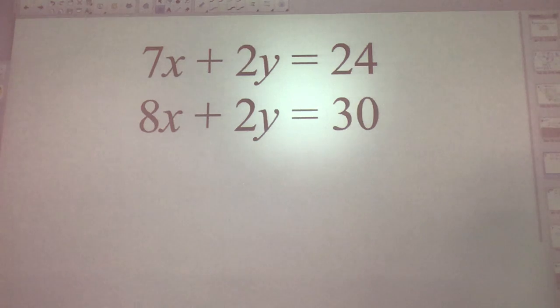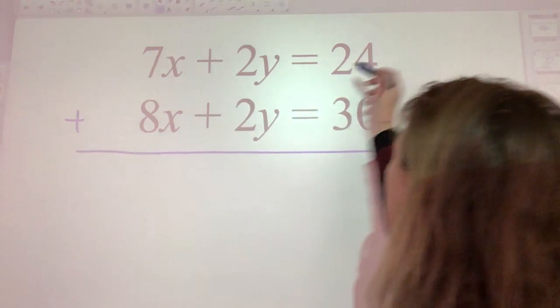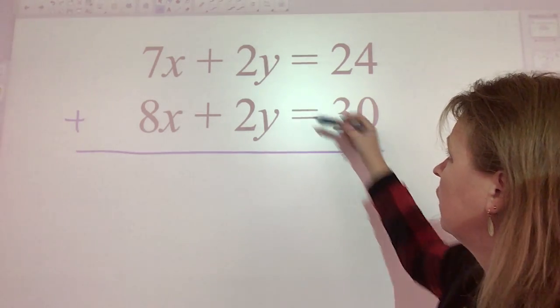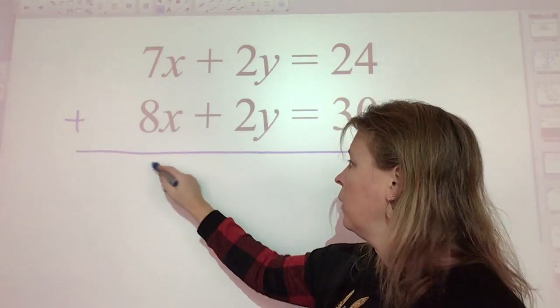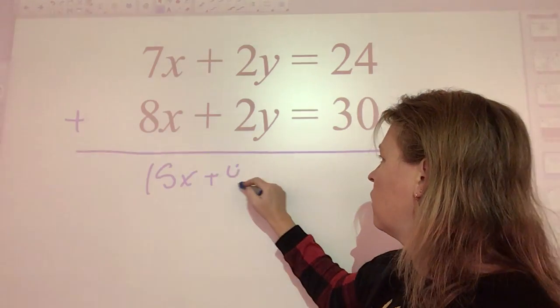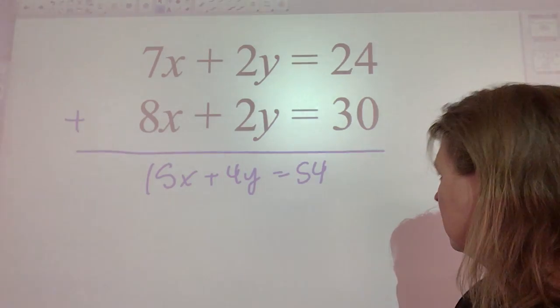Write this down, and see if you can tell what the issue is here. Do not add down yet. If you try to add down, we're going to have 54, 4y, and 15x. We don't want 15x and 4y and 54. That doesn't help us. We still have x's and y's.